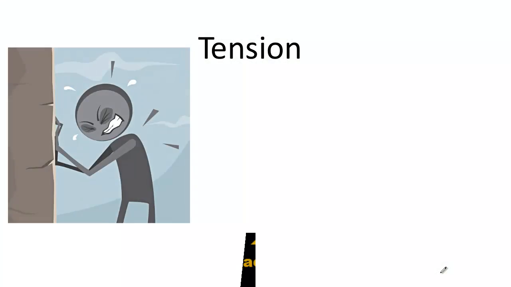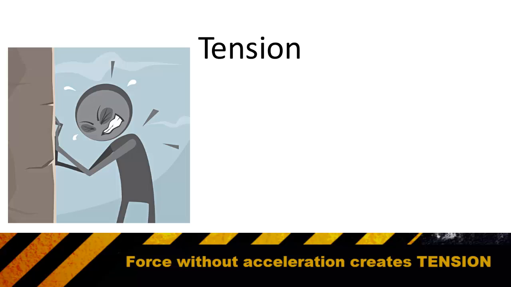Tension is what you get when you exert a force on an object, but that object does not move. We've said before the equation for force is simply your mass times your acceleration. And for the vast majority of MCAT problems, that will be enough. But what happens when you exert a force on something and that force isn't sufficient to make it move?